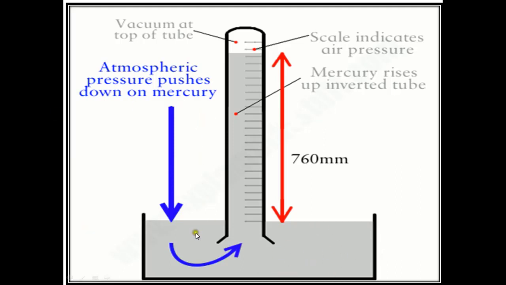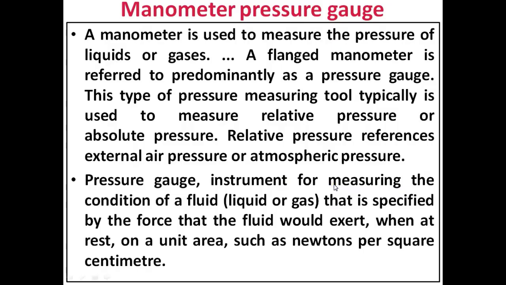Also here we can see in another diagram the same picture which is showing the mercury, and the atmospheric pressure is pushing the mercury up, and you can see here the vacuum tube. At the top of the tube there is a vacuum, and also the scale indicates air pressure. Mercury rises up the inverted tube. Here you can see the 760 mm as the pressure.